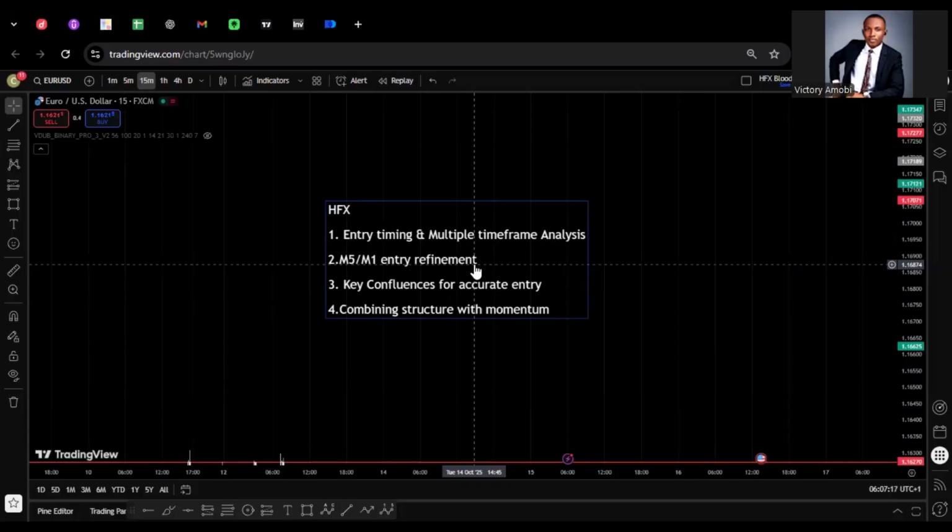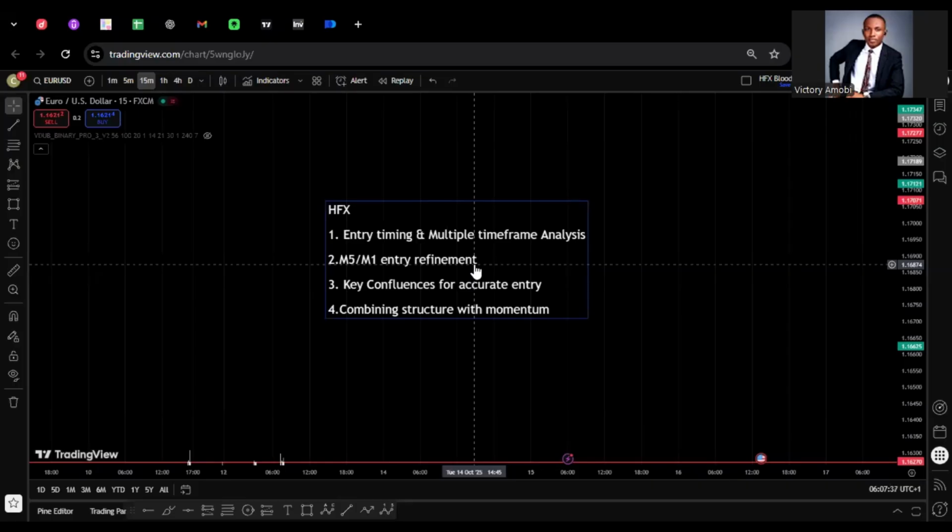Remember, we are doing all of this without indicators. Indicators can be part of the confluences we need to get accurate entries, all right? And of course, the last one is combining structure with momentum, right?